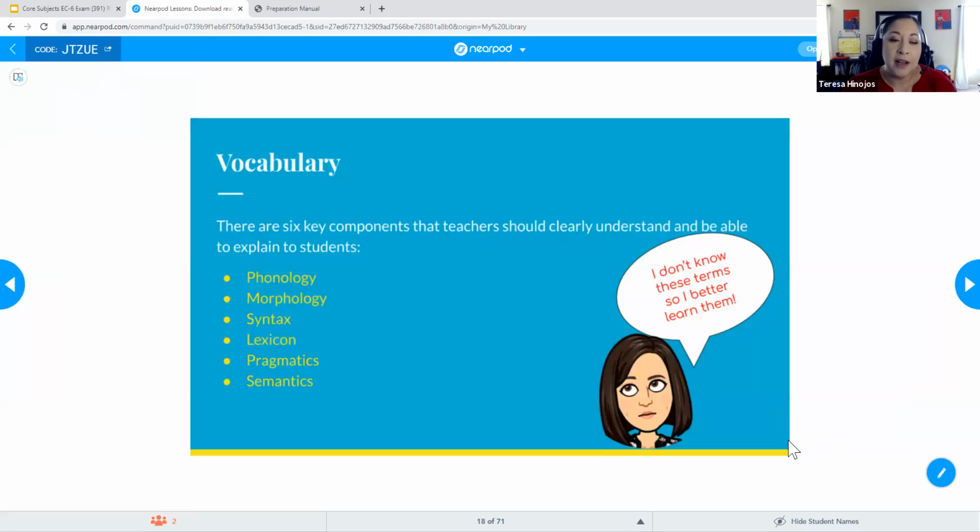Okay, so the next one has to do with vocabulary. These are 6 components that teachers should clearly understand and be able to explain to students. If you don't know what these terms mean, you definitely need to learn them, look them up. I'm going to share something in a little bit, but there's Quizlet, where you can go through and expose yourself to those vocabulary terms so that you understand the differences between them. They're not only important for the ELAR competencies, but also super important for the STR competencies as well.